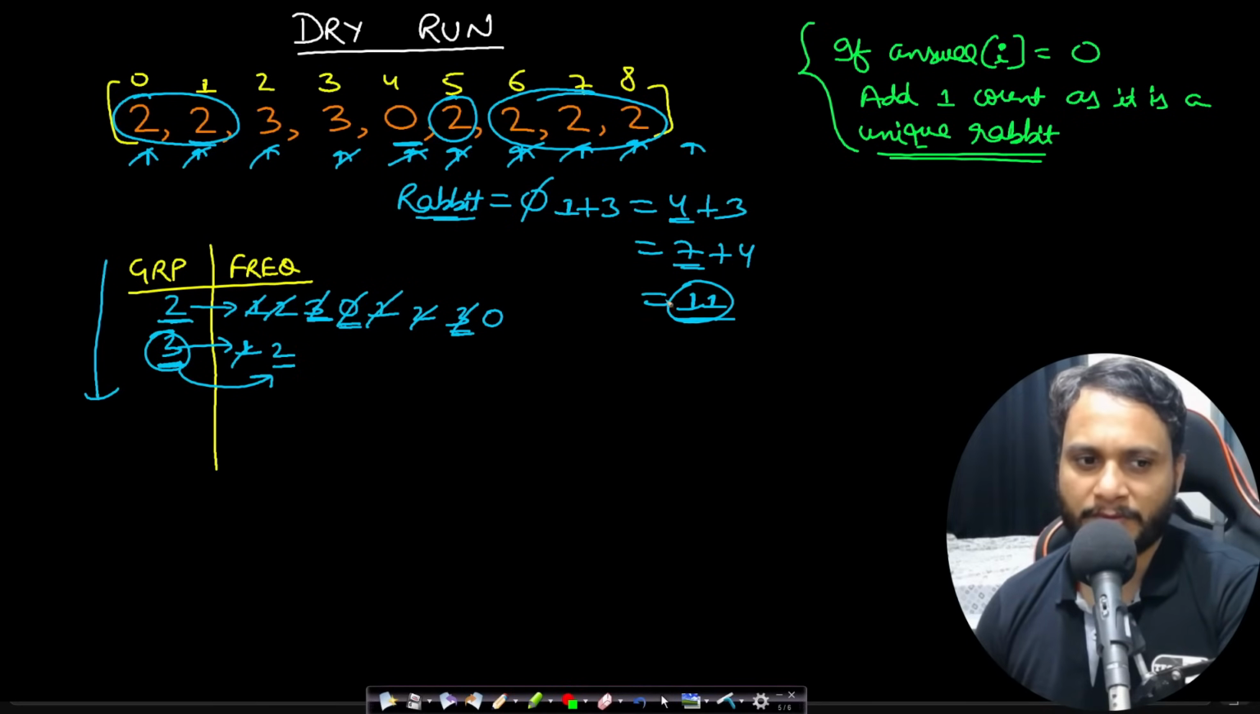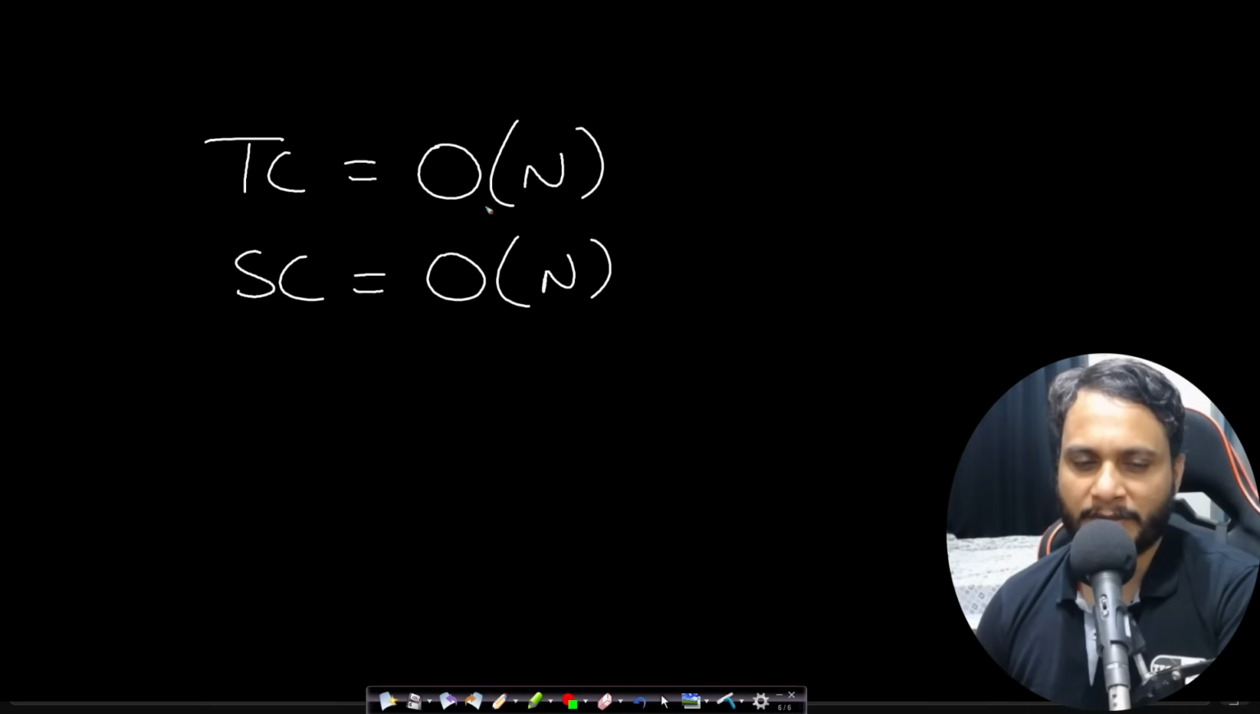And that is how we can solve this entire problem, right? So if the answer is 0, add 1 count as it is a unique rabbit. I hope it is clear. So the time complexity of this approach is order of n and the space complexity is order of n. Let's now look at the code.